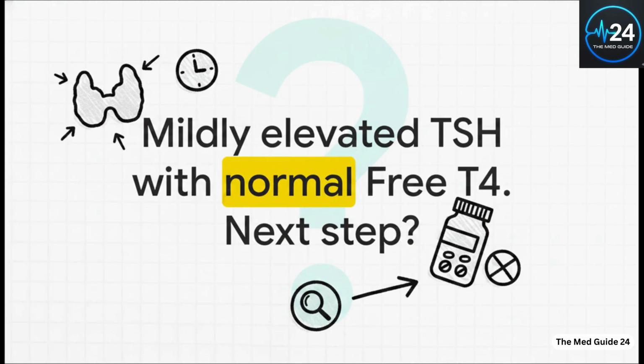Let's try one more common scenario. Say you have an asymptomatic 45-year-old woman with a mildly elevated TSH of 8 on a routine screening. Her free T4 is completely normal. What's your next step in management for this classic subclinical presentation? Do you just start levothyroxine right away?